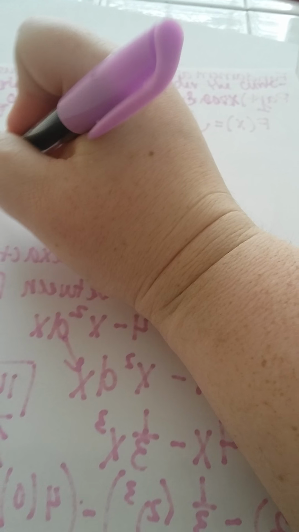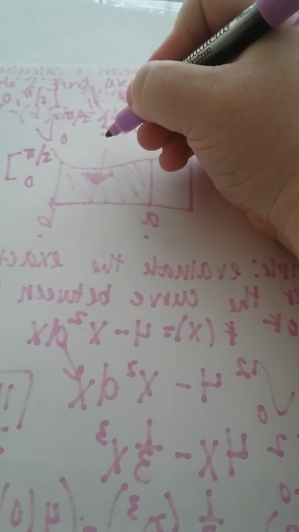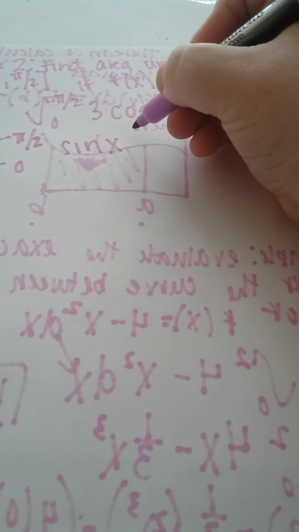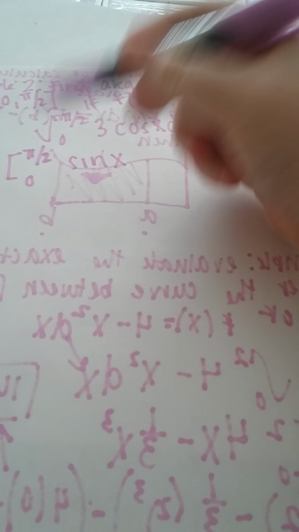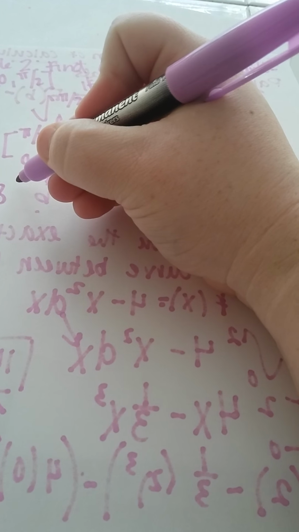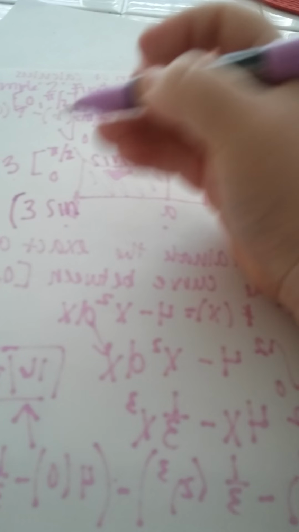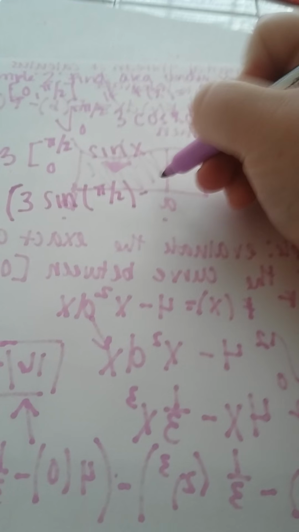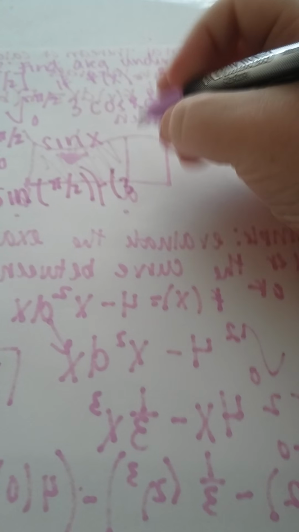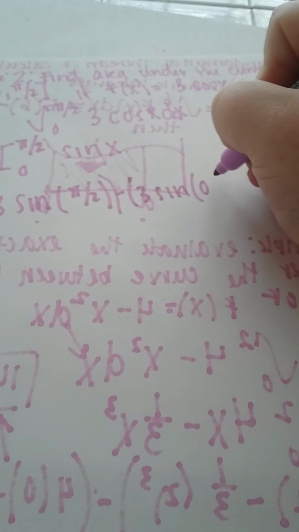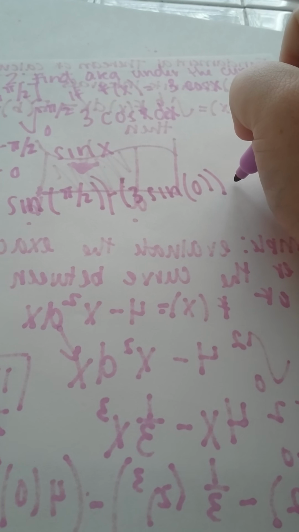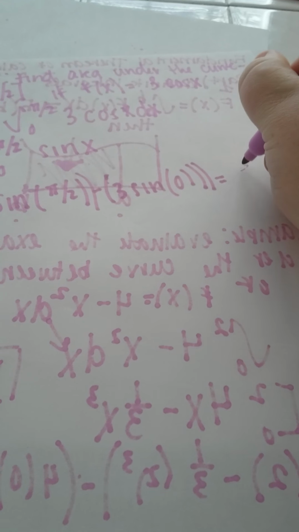And then integrate. You can pull that constant out front. Sine of x from 0 to pi over 2. So then 3 sine pi over 2 minus 3 sine 0 equals, if you work this out, it equals 3.